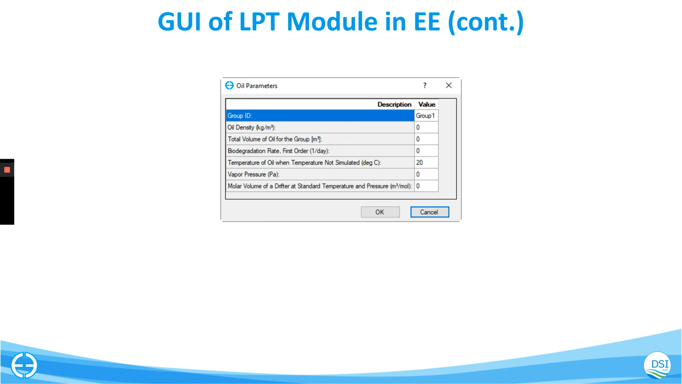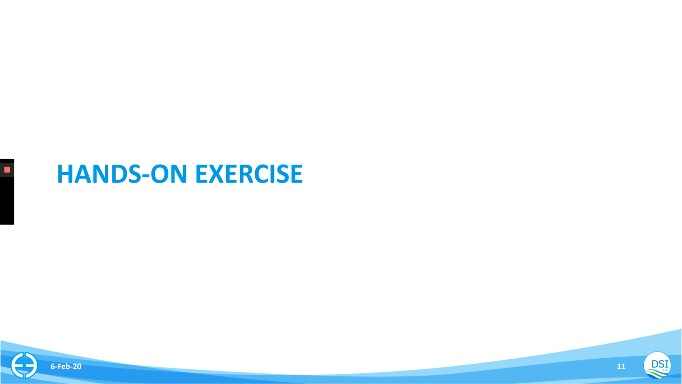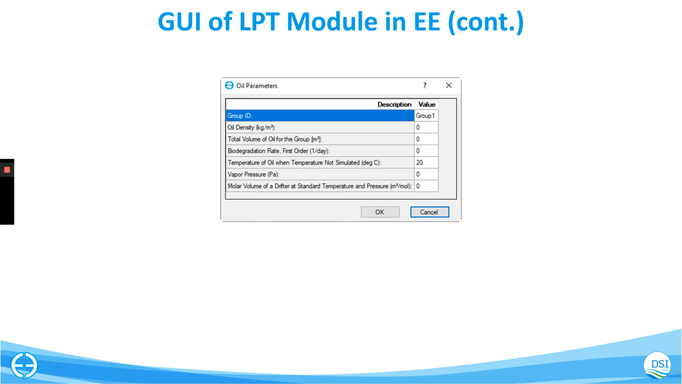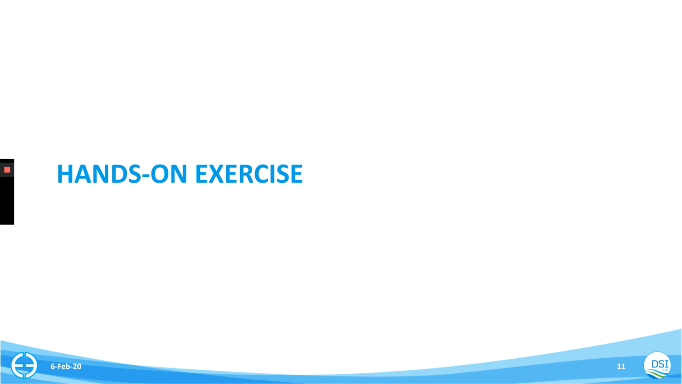Here again are the oil parameters: density, volume for the group of oil, biodegradation rate. These are all just options that you can specify. And that is pretty much the extent of the Lagrangian particle tracking lecture. So you can continue on with the wind wave modeling section if you're still working on it, or you can move on to Lagrangian particles.